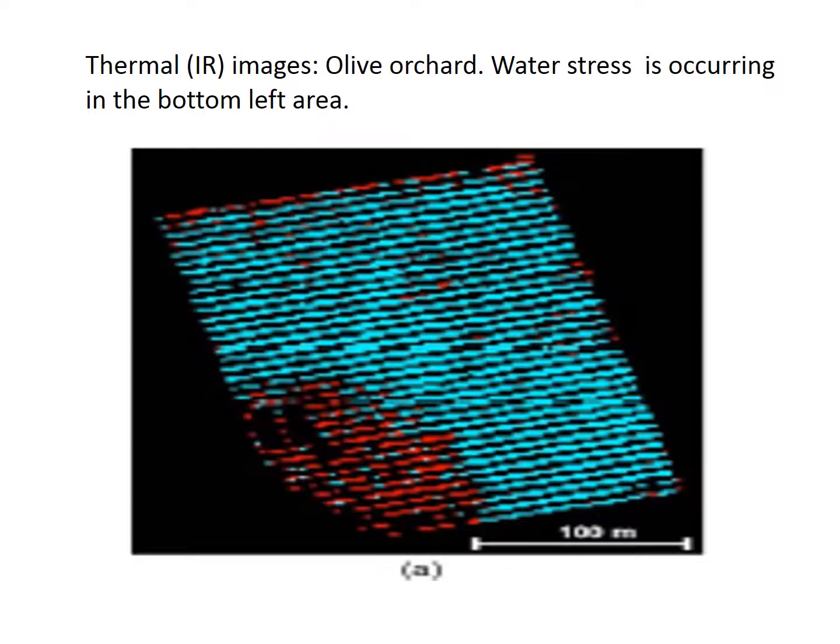In this other picture, we see an olive orchard where we have an area here that shows some water stress, and therefore the temperature is warmer than the rest of the orchard. We see also some isolated trees like here, or in this edge where watering was probably worse, so the temperature was warmer.